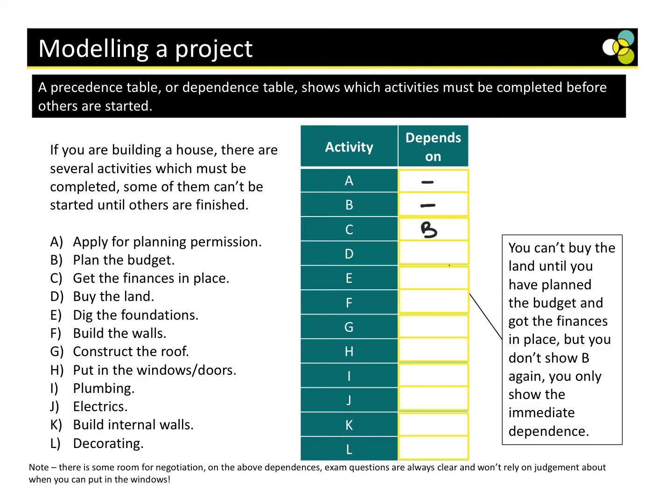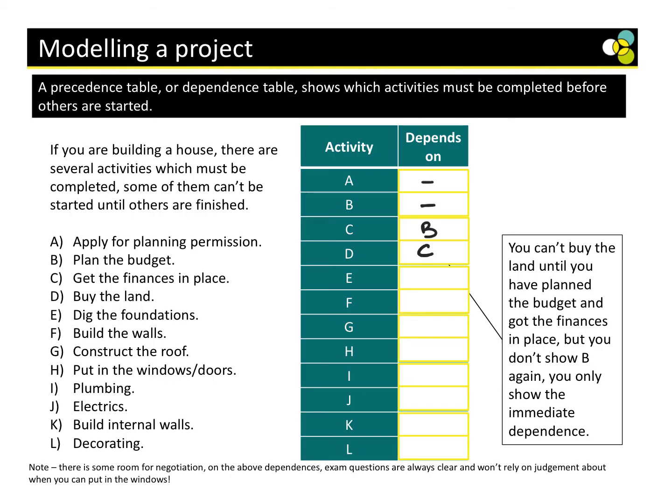So if we got down to the bottom of the list, decorating does depend on all of the above, but we're not going to write every single one down. We're going to think about what is the last thing that has to happen for this to be dependent on. Well, what's the last thing that has to happen for this? That. Well, the last thing that has to happen for that? Does that make sense? Okay, so that is C.